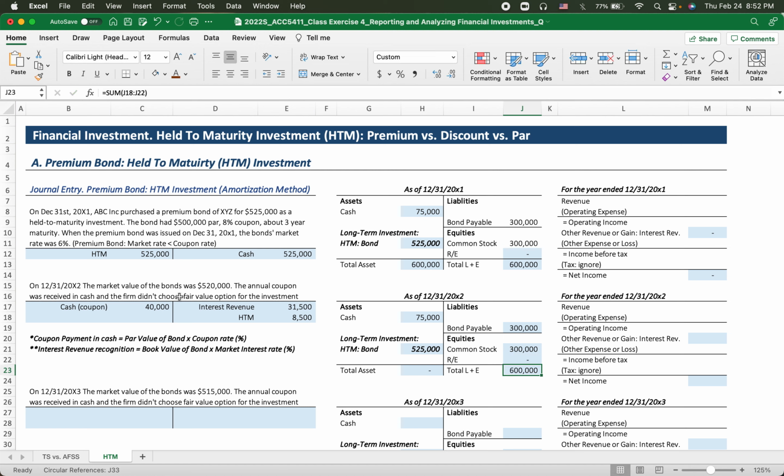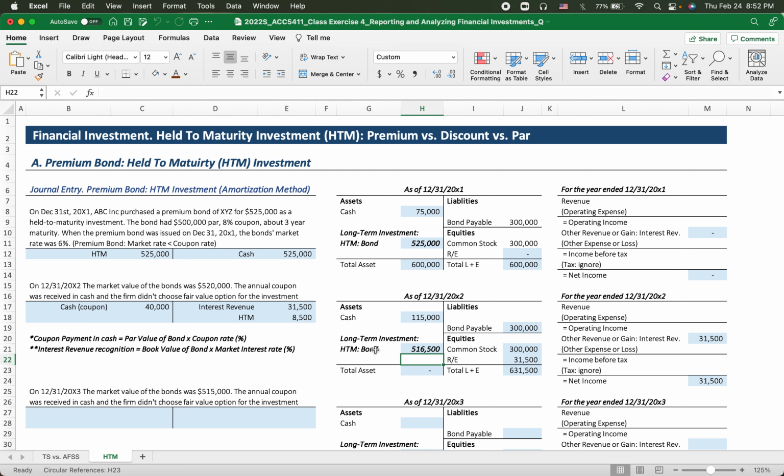Now the cash received from the coupon is 40,000, and then interest revenue. Now we have to record interest revenue, right? If there's no other transaction other than interest revenue, we put this net income here, and then we have to reduce this HTM.